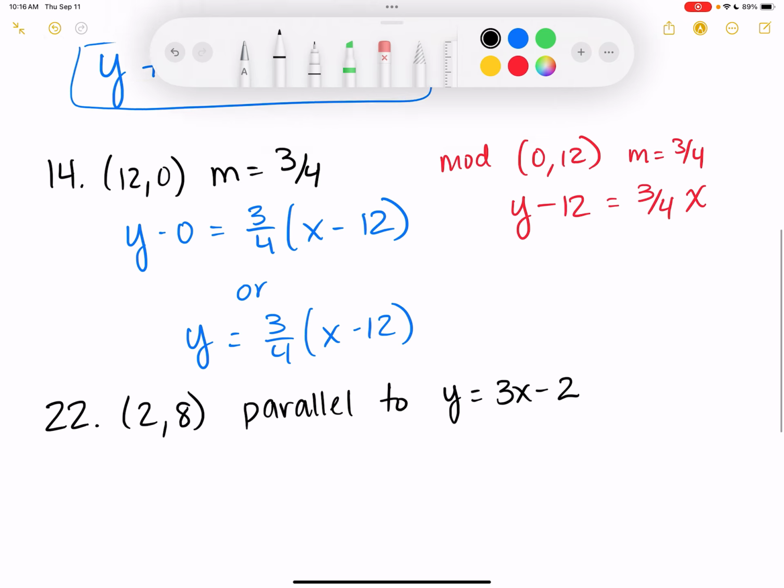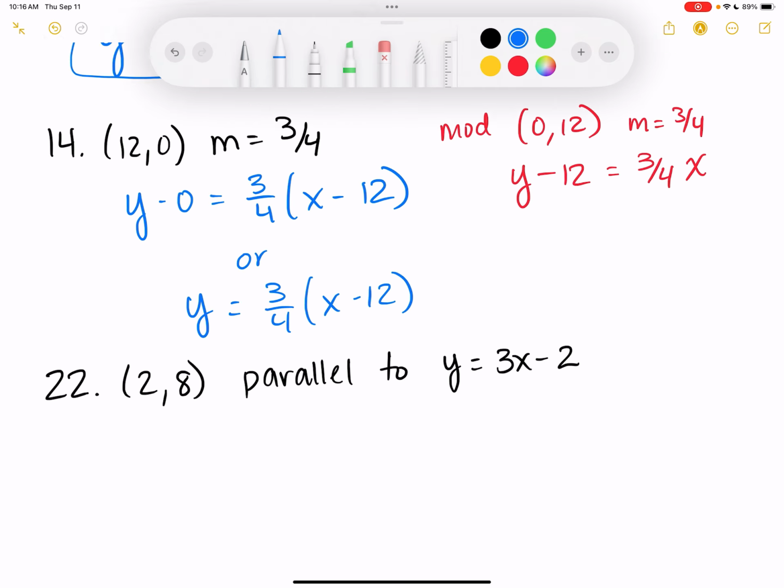So if it's parallel, what does that mean about my slope? What's true of the slope of parallel lines? They're the same, so what does that mean my slope is going to be? 3. So it's also going to be 3. Now we're going to take it all the way down to slope intercept form to show that they're actually parallel, but I need point slope to set it up first. So what would that be?